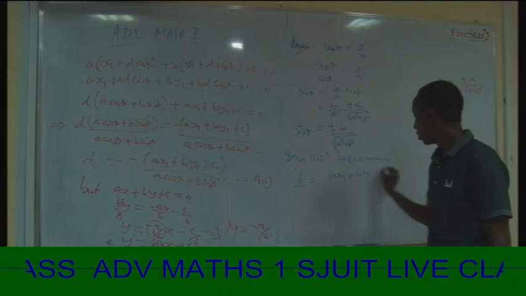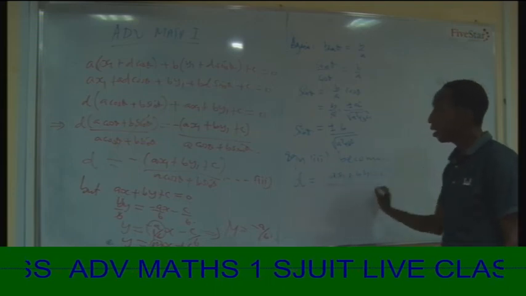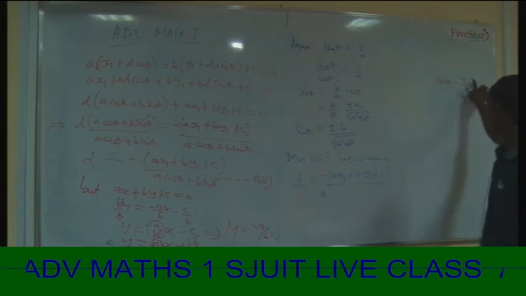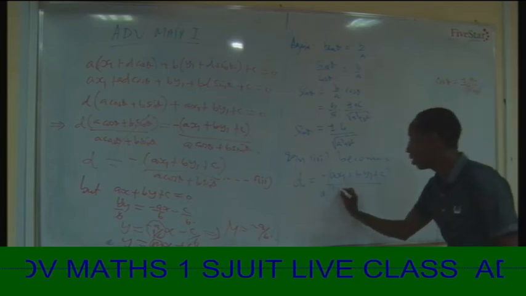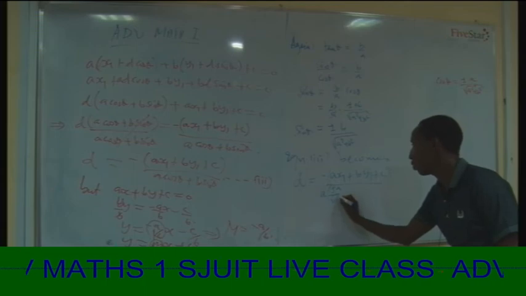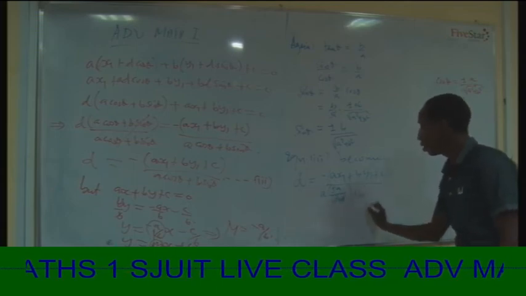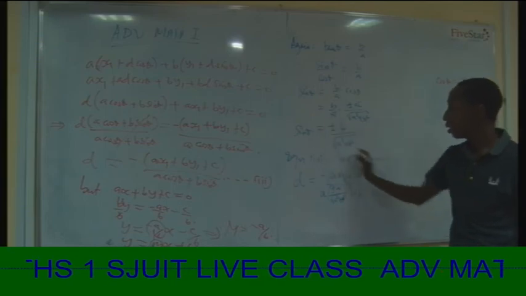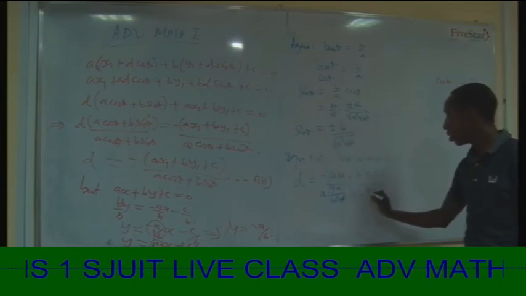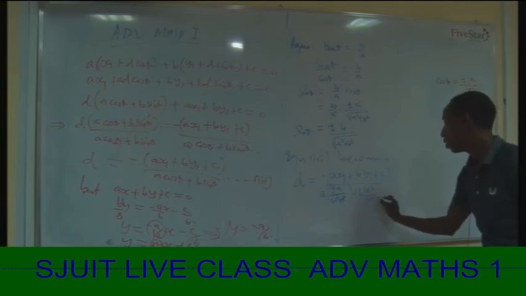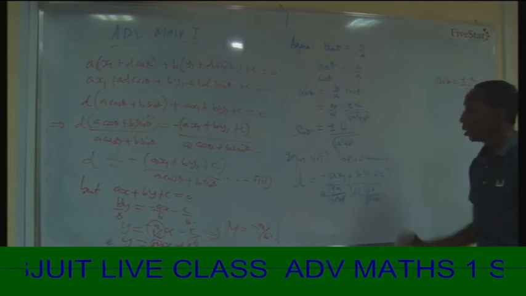This is negative divided by A times cos theta. Our expression for cos theta is plus or minus a divided by square root of a squared plus b squared. The expression for sine is negative plus or minus b over square root of a squared plus b squared. That is what we have.